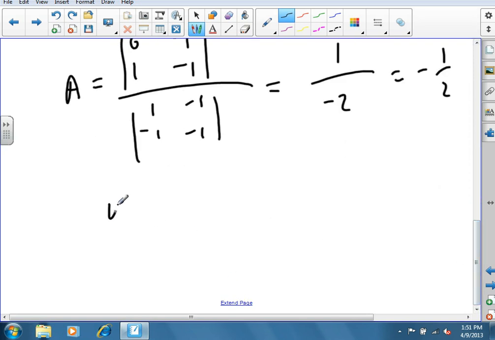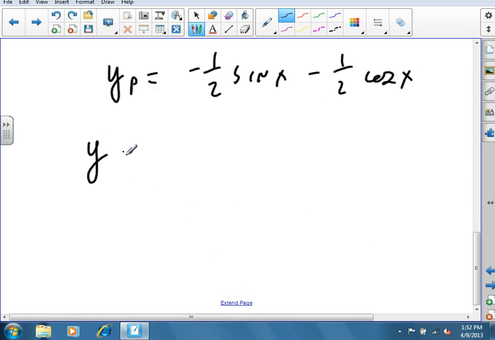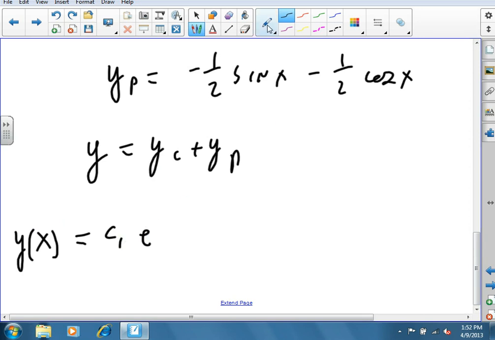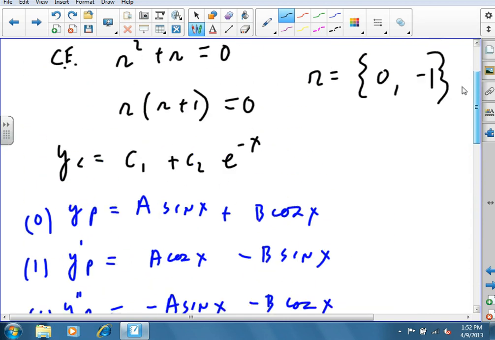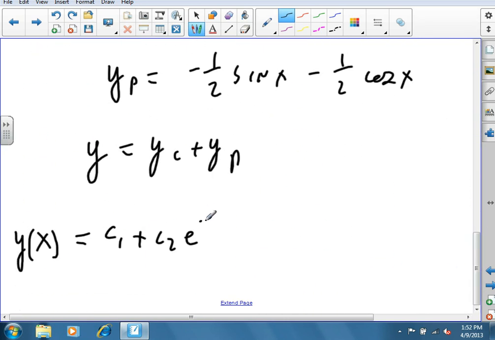So y sub p is in the form minus 1/2 sine x minus 1/2 cosine x. And my final answer is yc plus yp. So my final answer is going to be c1 plus c2 e to the, and I forgot already, minus x, minus 1/2 sine x minus 1/2 cosine x.